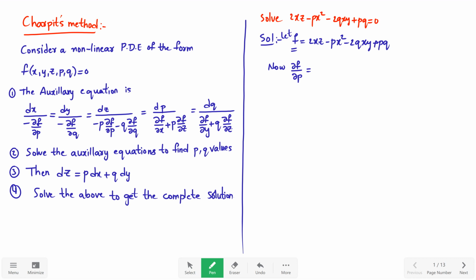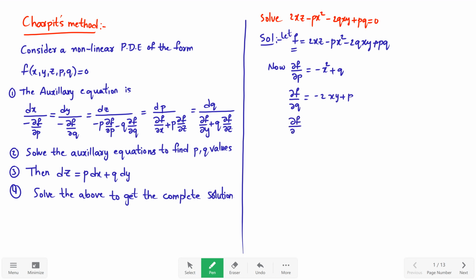So ∂f/∂p means we have to partially differentiate f with respect to p. That means p is the only variable. Then ∂f/∂p equals minus x squared plus q. Next, ∂f/∂q: if we partially differentiate f with respect to q, that is, simply treat q as the variable and all the remaining are constants, then we get minus 2xy plus p.